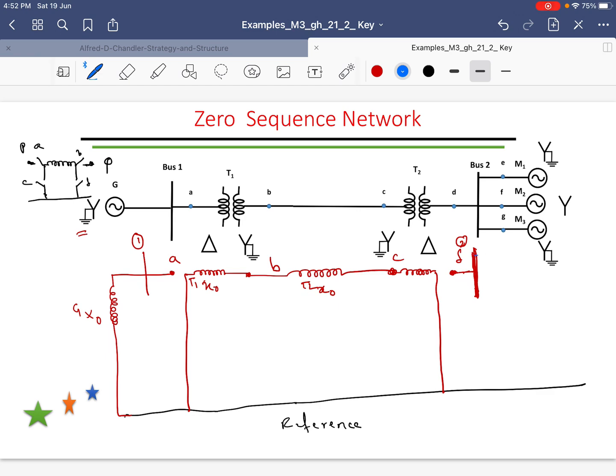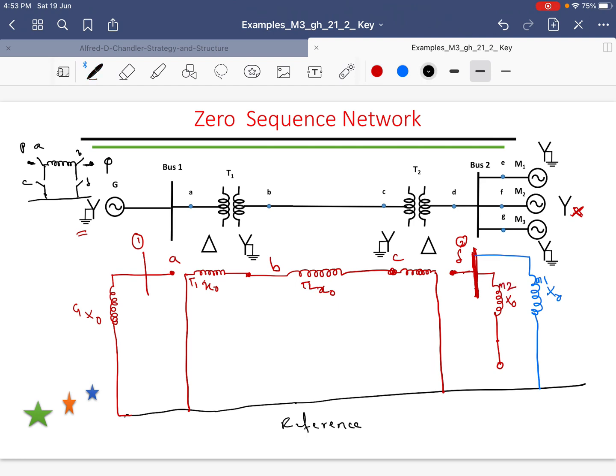First, I will draw for motor M1 here. It is grounded. It is X0 of M1. Then I will write for the M2 which is not grounded. Just what I am doing here is I am drawing X0, then I am keeping isolation here. It is open because there is no path for zero sequence current to flow. Therefore you have to keep it open. It is for M2.